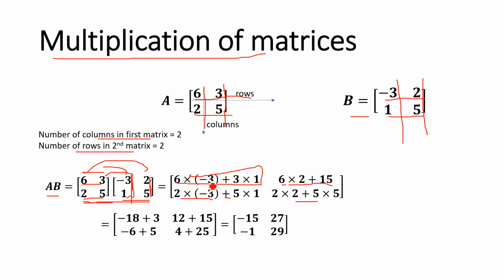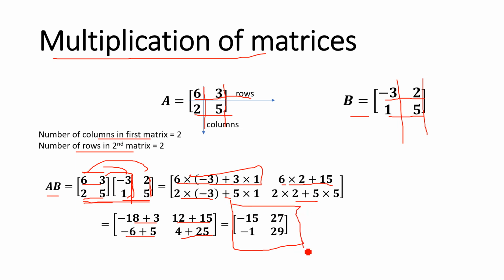Now 6 multiplied by minus 3, we will get minus 18 plus 3. Here we will get 6 multiplied by 2 is equal to 12 plus 15, and this 2 multiplied by minus 3 will become minus 6 plus 5. And here 2 multiplied by 2 is equal to 4, and we will multiply 5 multiplied by 5. So 25 plus 4 is equal to 29. Adding these terms, we will have minus 15, 27, minus 1 and 29, and this is the new matrix AB.